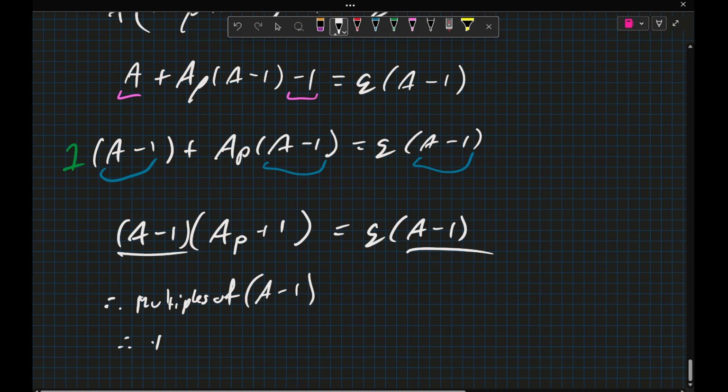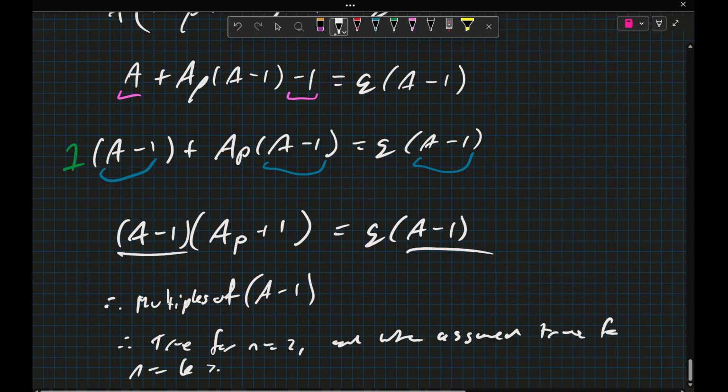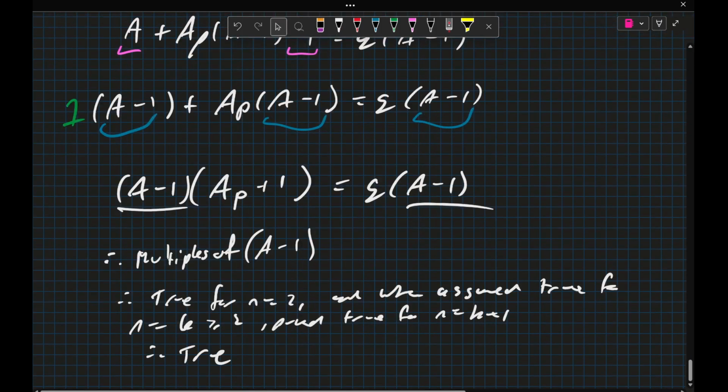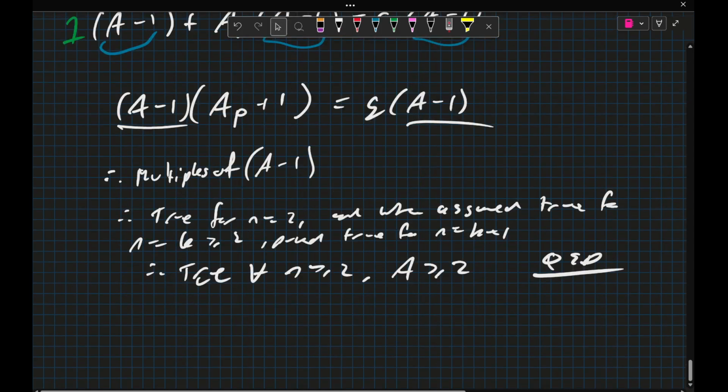So therefore, true for n equals 2, and when assumed true for n equals k greater than or equal to 2, proved true for n equals k plus 1, therefore true for all n greater than or equal to 2 and a greater than or equal to 2. I do apologize for the small mistake in the middle, but that is the proof that all numbers in that form are divisible by 1 less than the base.